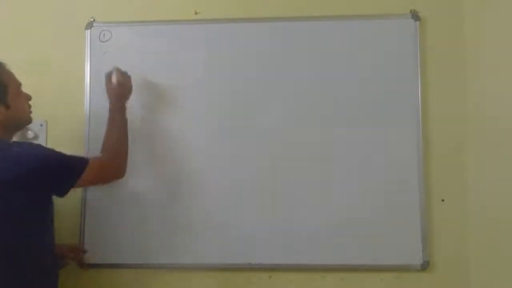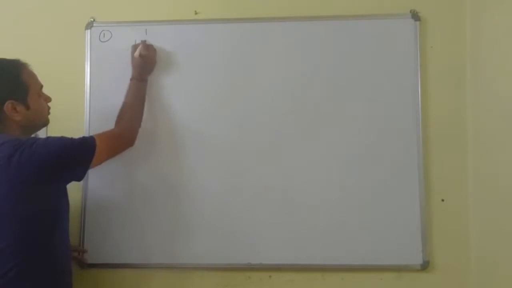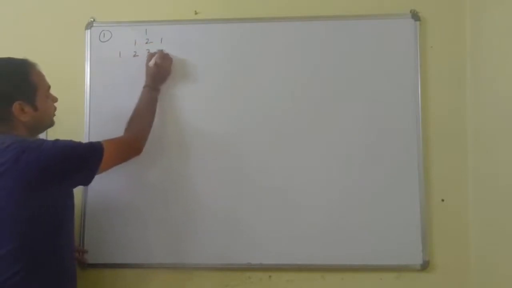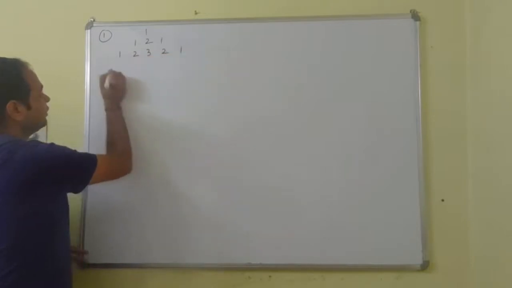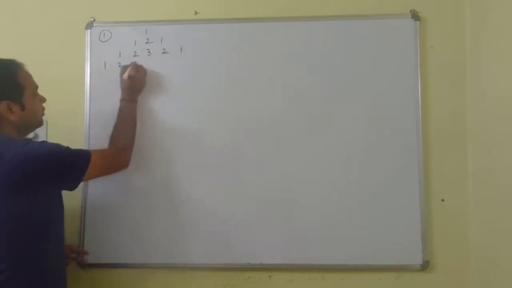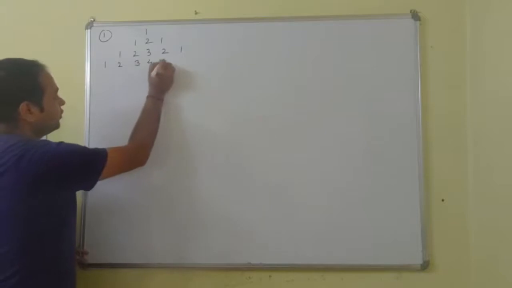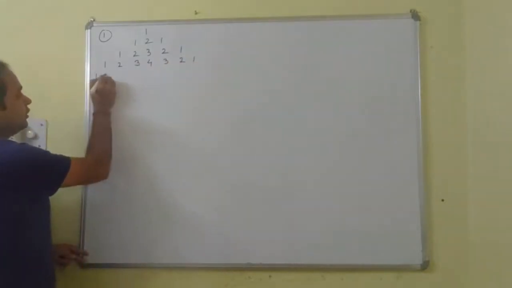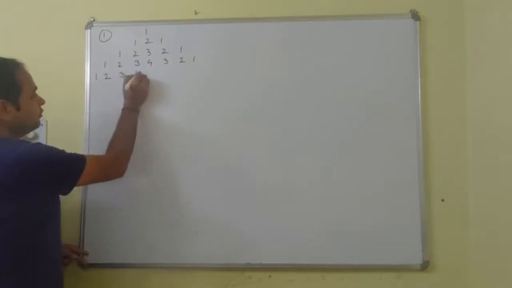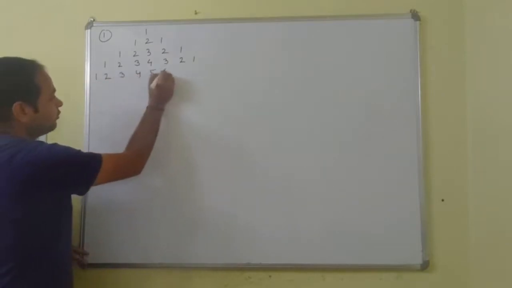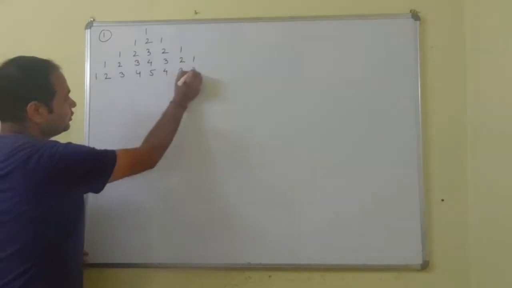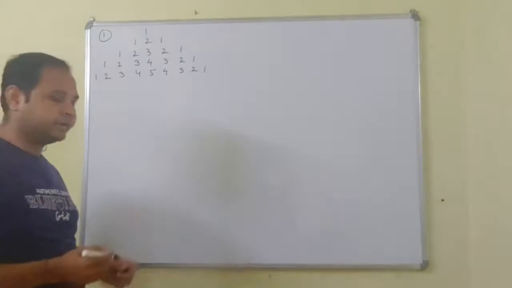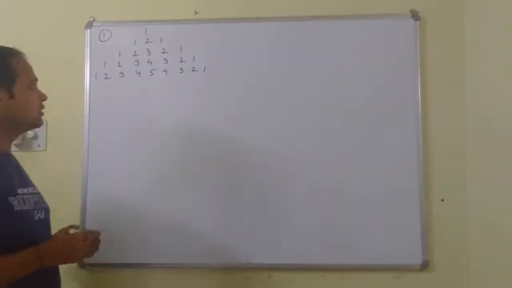Okay. So it goes like this: 1, 1 2 1, 1 2 3 2 1, 1 2 3 4 3 2 1, 1 2 3 4 5 4 3 2 1. So this is a pyramid pattern. So it is a triangular pyramid.